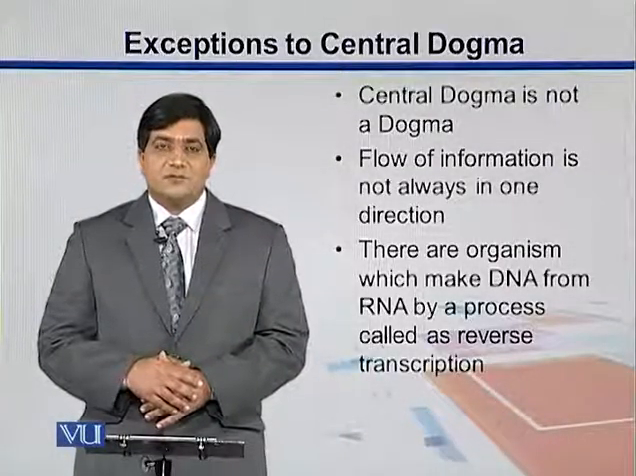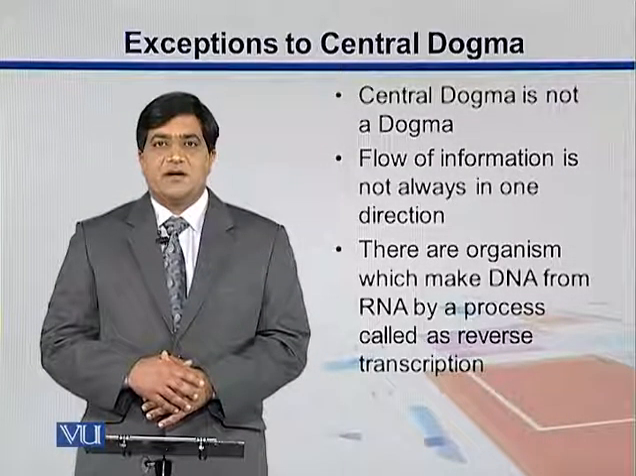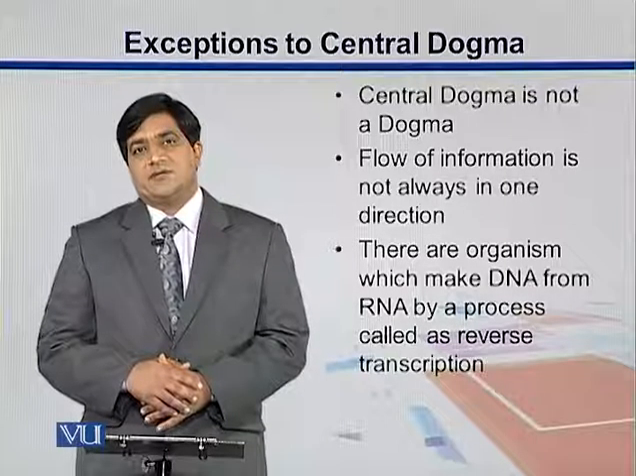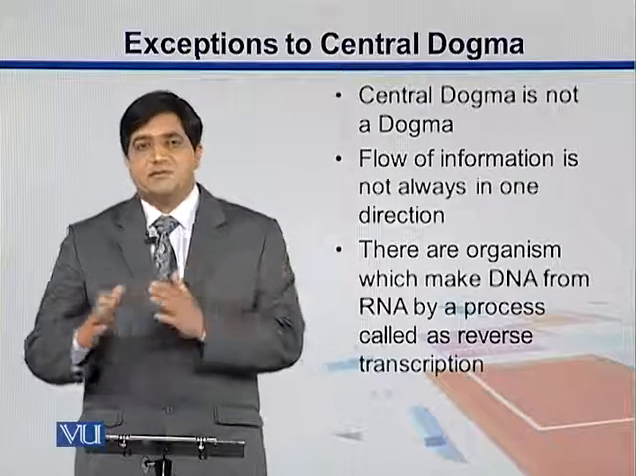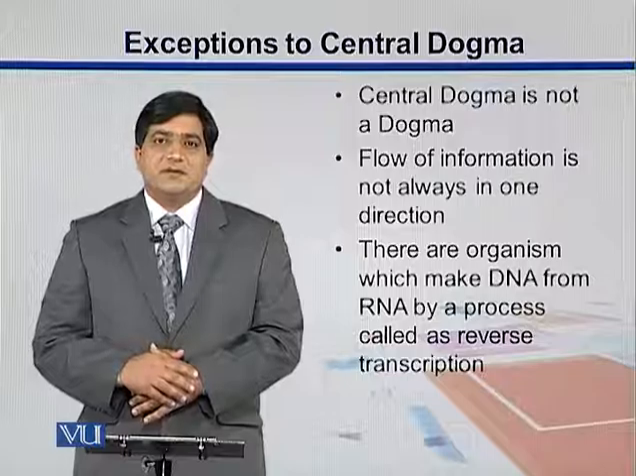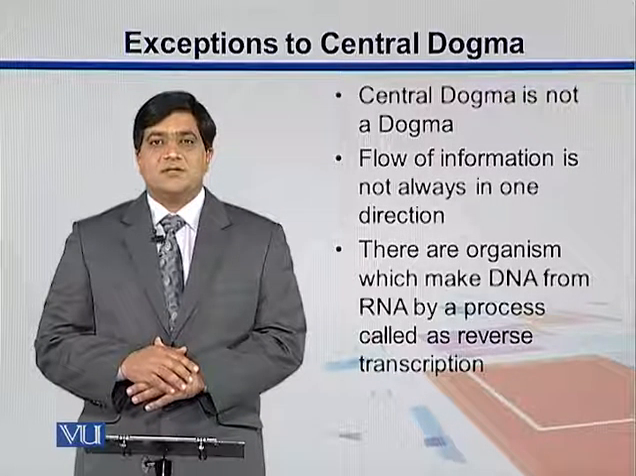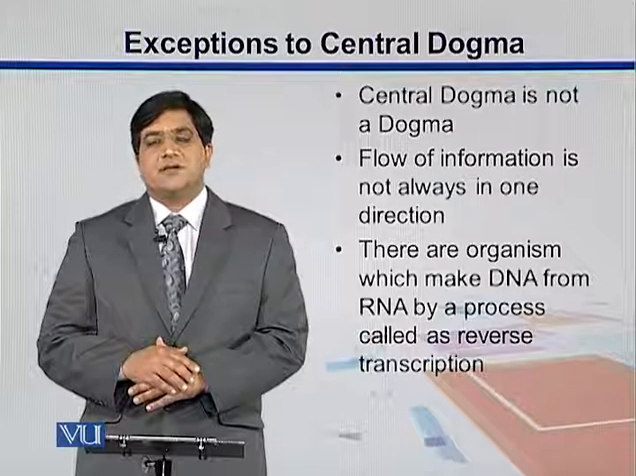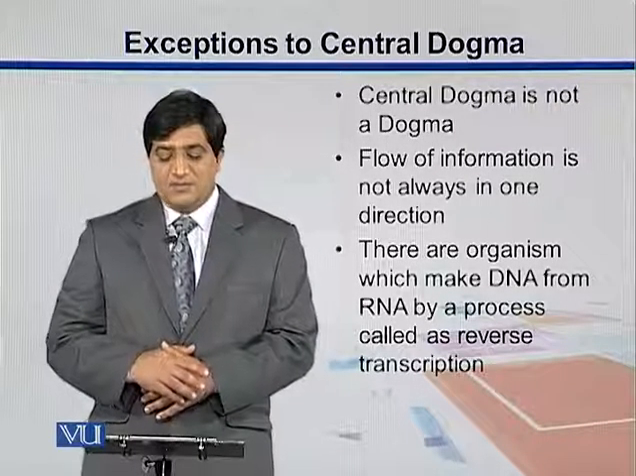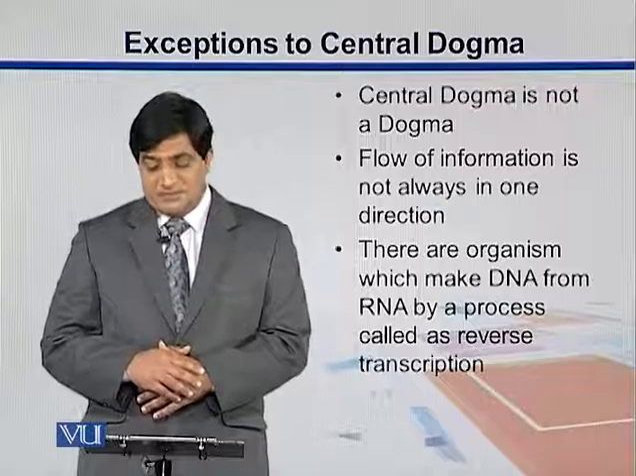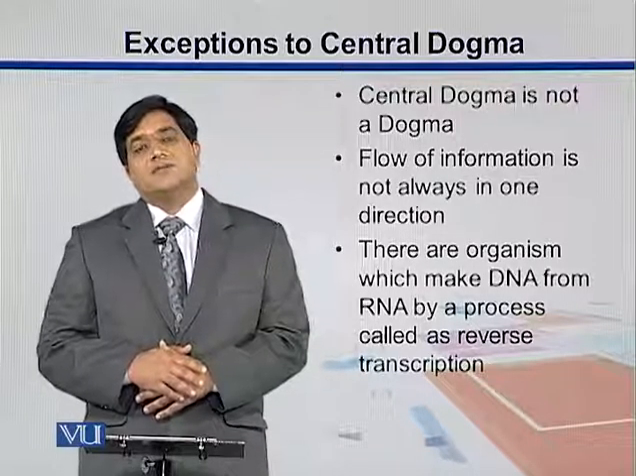The central dogma of molecular biology states that DNA makes RNA and RNA makes protein. So there is just one directional flow of information. Whereas we observe there are some exceptions to this central dogma also. So we can say central dogma is not a dogma. The flow of information is not always in one direction. There are some exceptions to it.